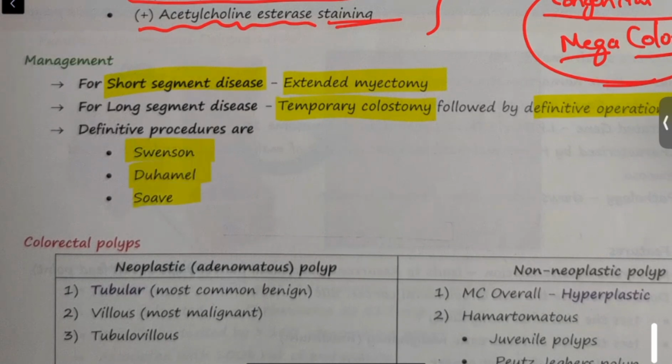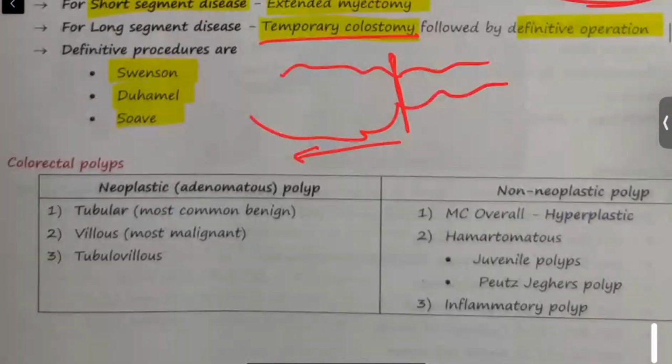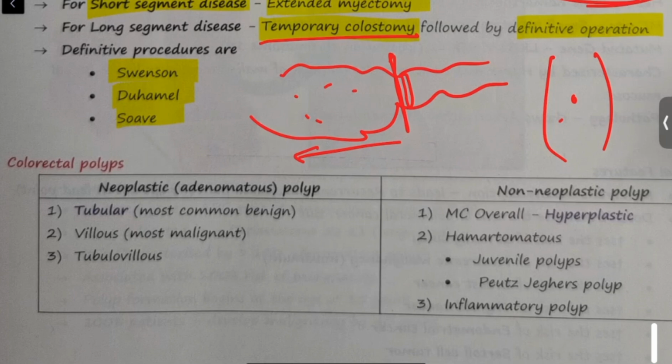In this, temporary colostomy means just creating an opening from the colon. Let's suppose this part is like this. So here, for this reason, there is absence of ganglion cells. Okay, because of that reason there is megacolon here. So what we will do, we will take this part of the colon and create an opening in the abdomen, and this is called colostomy. We will create a temporary colostomy so that food is not passing from here to here, instead it is passing outwards through this hole we have created in the abdomen.